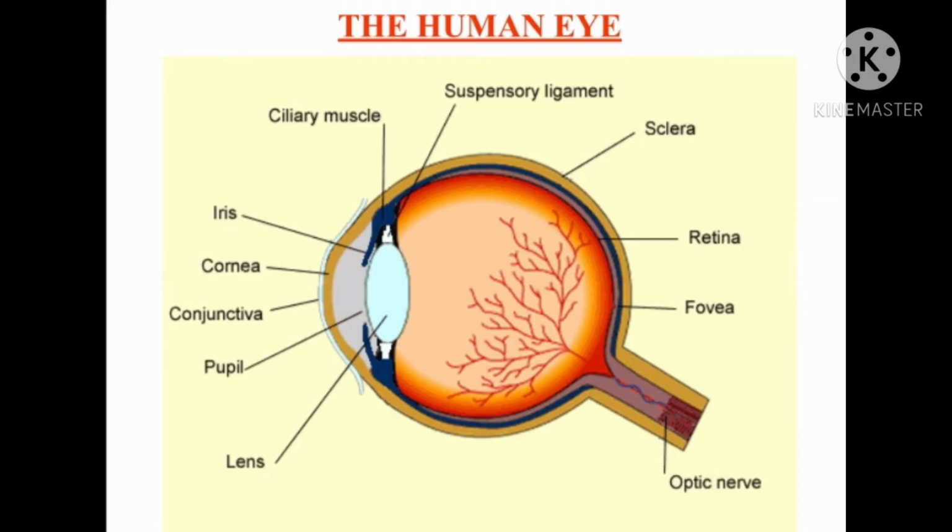So, this is a pictorial representation of the human eye. Iris, cornea, pupil, ciliary muscles, retina and the optic nerve. These all things you have to learn with their functions.